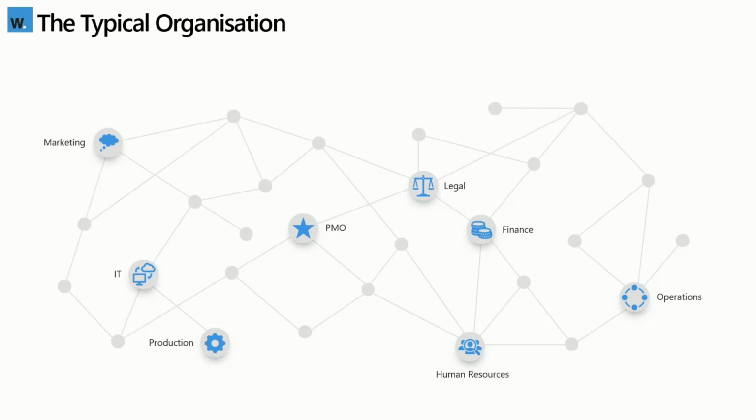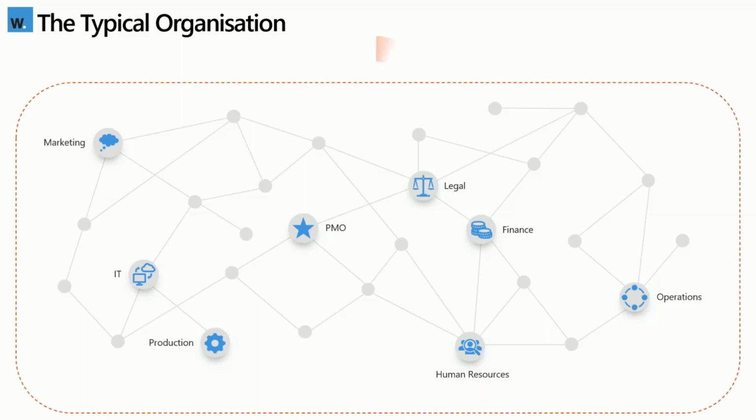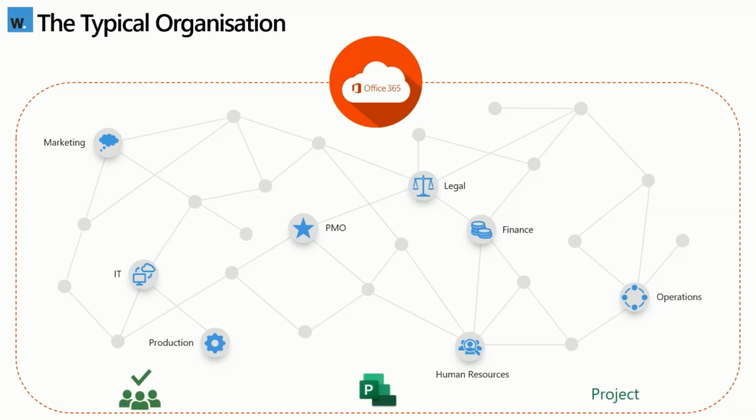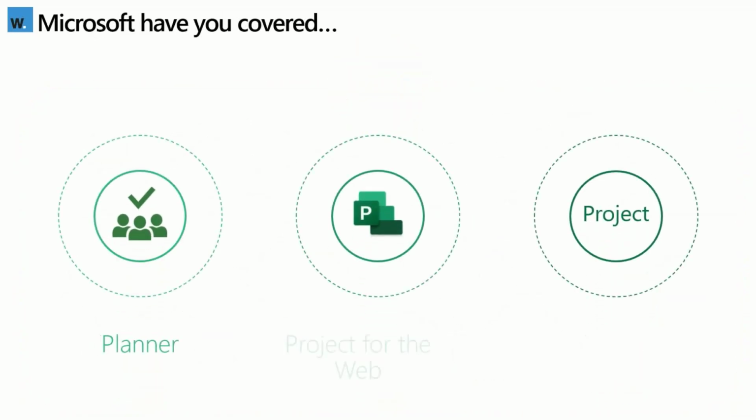Now, the good news is that increasingly the typical organization is also adopting the cloud and specifically Office 365, within which you've got access to a number of project and work management solutions. And that, of course, is what we are looking at today. The solutions that I'm referring to are, again, Planner, the recently released Project for the Web, and of course, Project Online, which when used individually or in a hybrid setup can help address the key business issues that we covered a couple of slides ago.